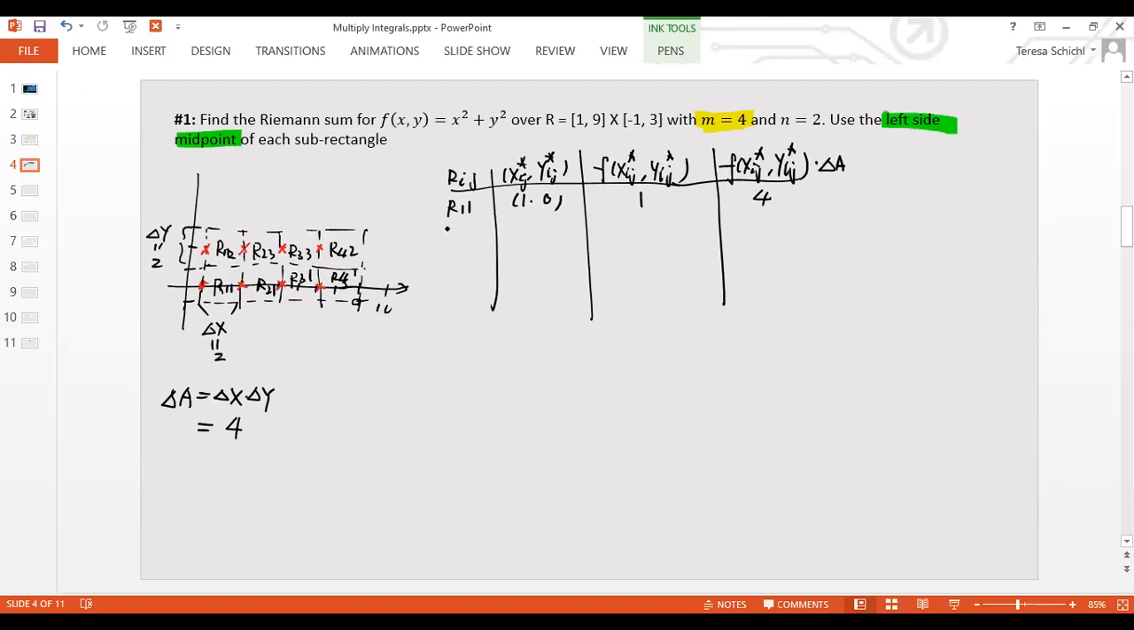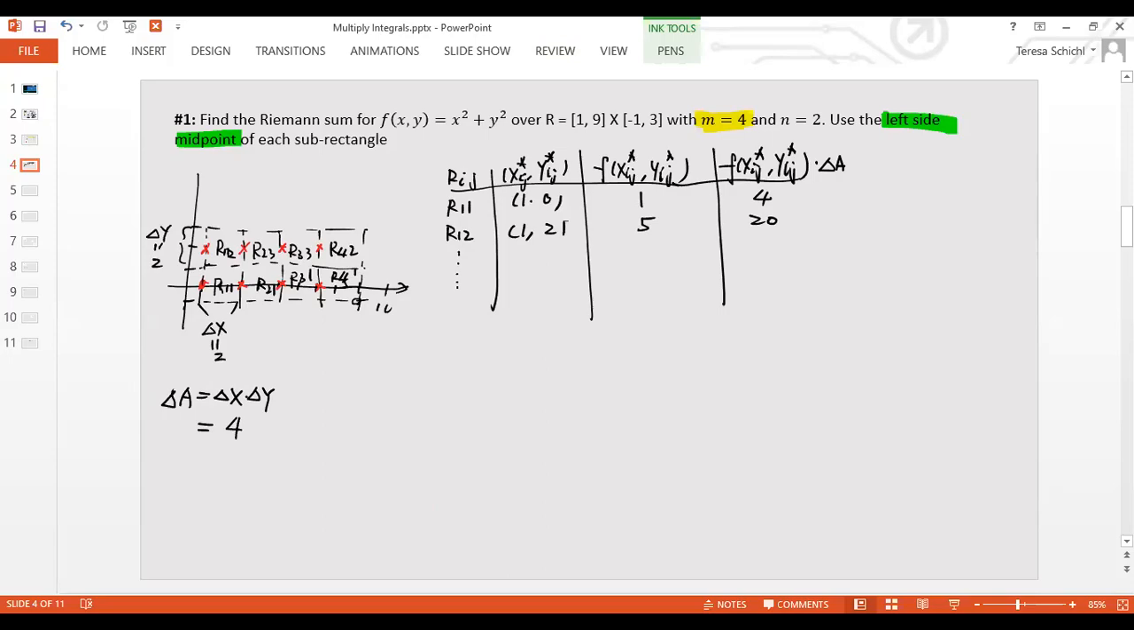Let's do a couple more. Let's take a look at R12. R12 will be this point, so x is equal to 1 and y is equal to 2. Then you plug into your function and you get 5, and then here you will get 20, right? Let's do the last ones here, R42 and R41.